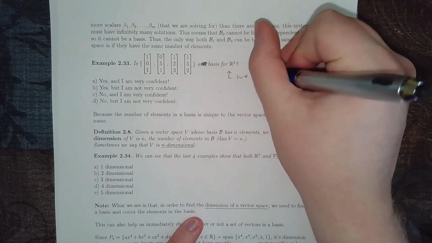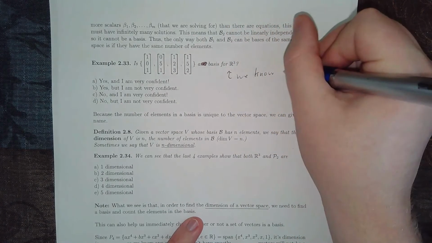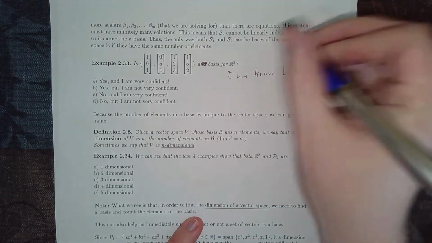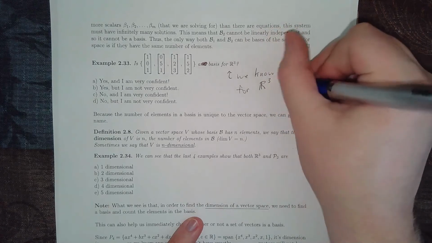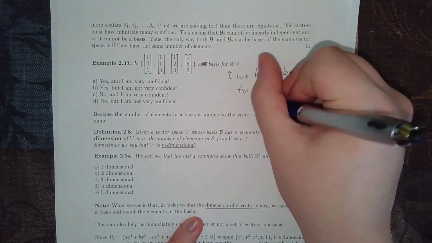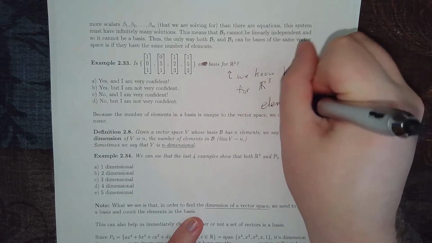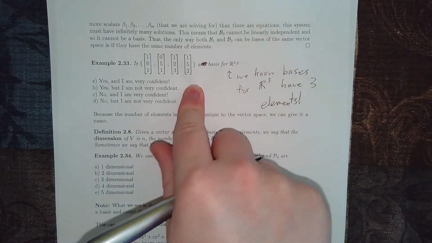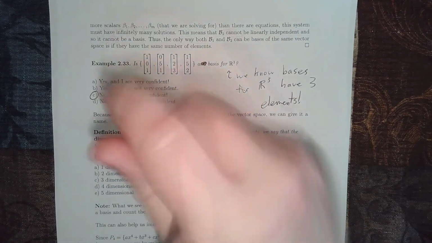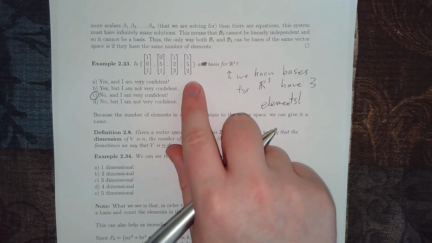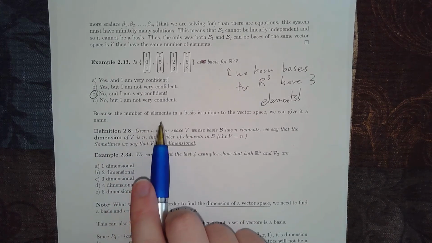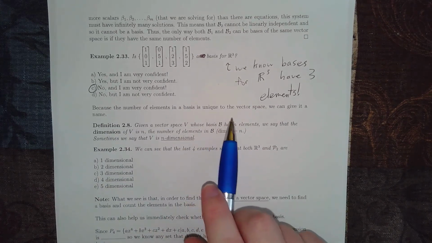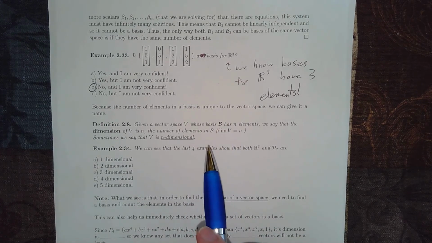So we know bases for R3 have 3 elements. And this has 4. So no, this cannot be a basis for R3. There are too many elements. It's going to fail at least one of our conditions. And because we have a specific number of elements in a basis, and that's unique to the vector space, we can give that a name.